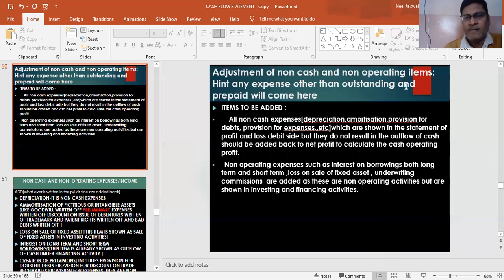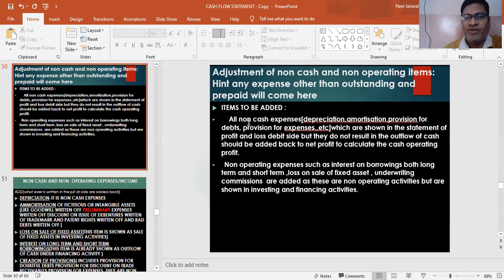Adjustments for non-cash and non-operating. The hint: any expense other than outstanding and prepaid will come over here, because outstanding and prepaid are our liabilities and assets that will be dealt with in the current assets and current liability portion after this item. After this, we will be doing that only.